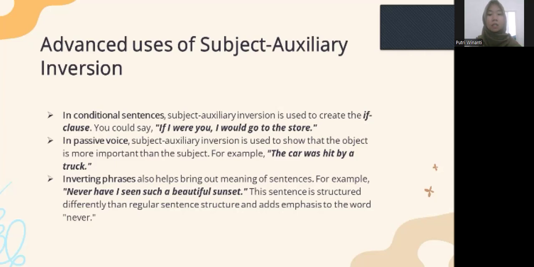For example, the car was hit by a truck. And the last, inverting phrases also helps bring out meaning of sentences. For example, never have I seen such a beautiful sunset. The sentence is structured differently than regular sentence structure and adds emphasis to the word never.